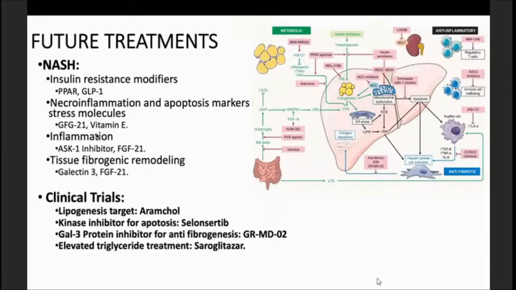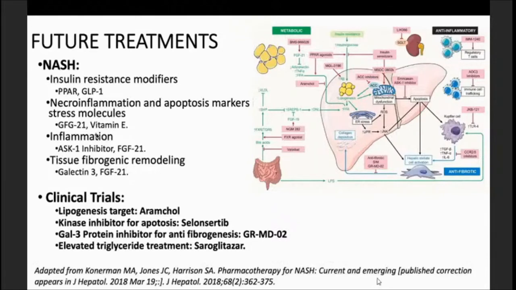Clinical trials, lipogenesis target Aramchol has been a big thing going on though. Kinase inhibitor for apoptosis, selonsertib, GAL3 protein inhibitor for antifibrogenesis, GR-MD-02, elevated triglyceride treatment, saroglitazar.